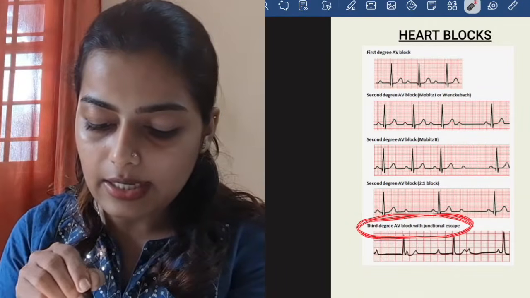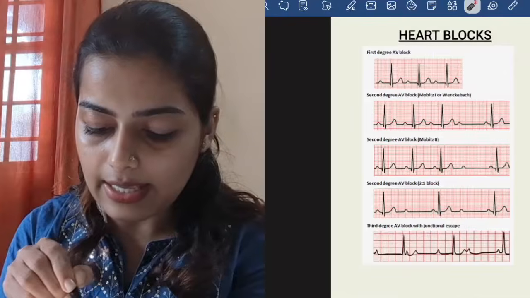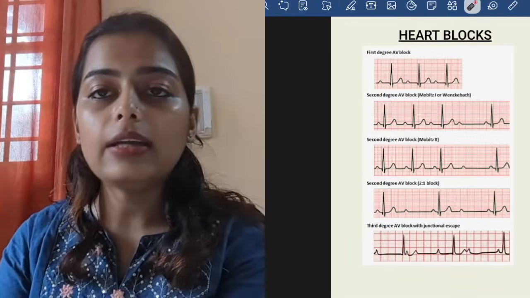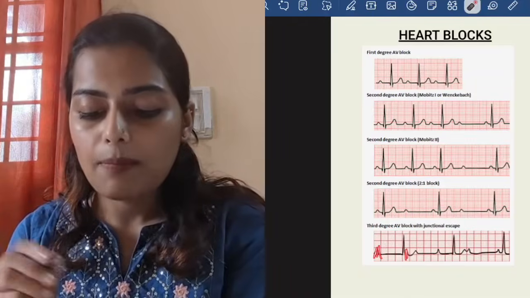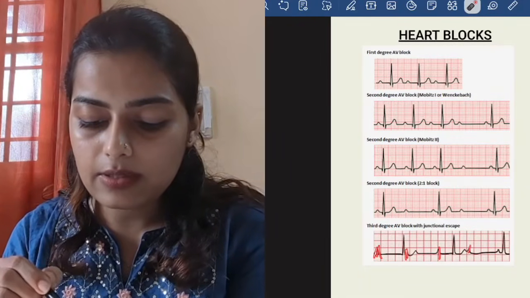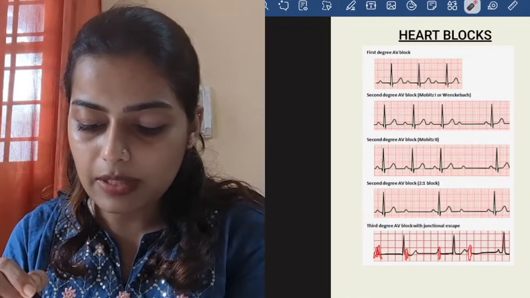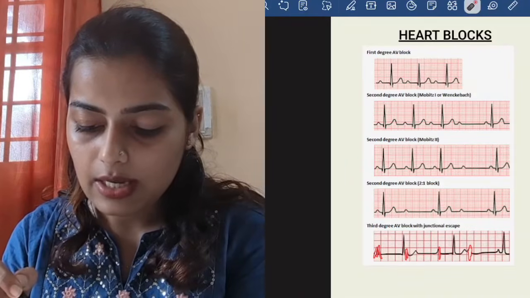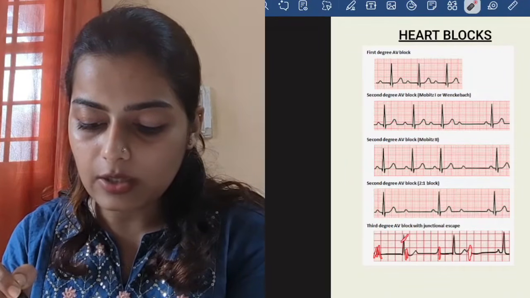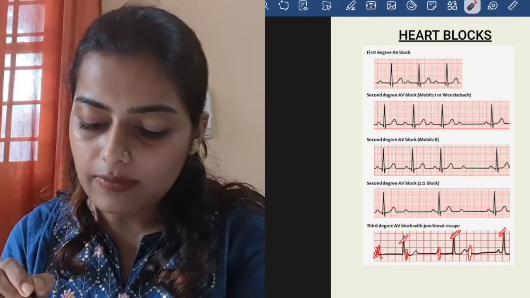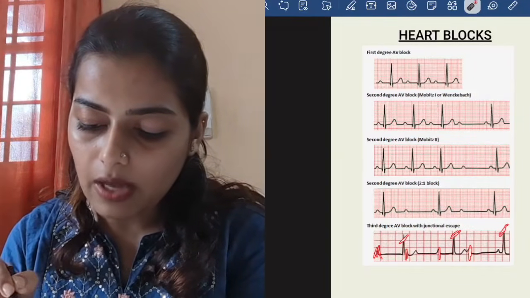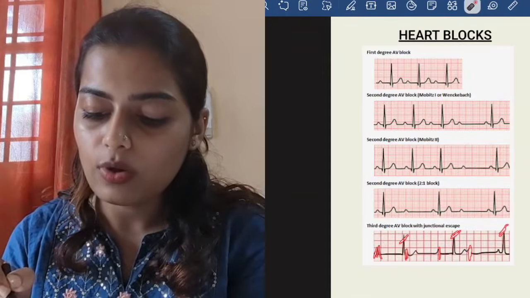Coming to third degree AV block with junctional escape. So what happens in third degree AV block? There is no relation between the P wave and QRS. The P waves are here, the next P wave is here, the next P wave is here. These PP intervals that you see are regular. RR intervals, one R wave, second R wave, third R wave, are also regular.